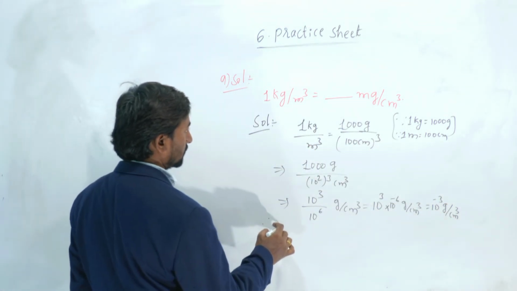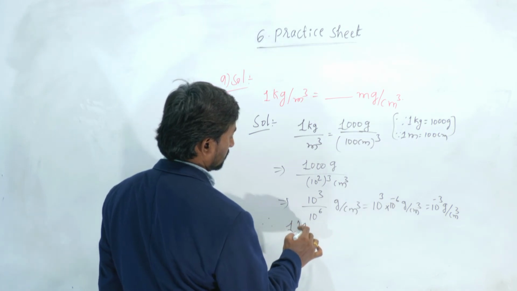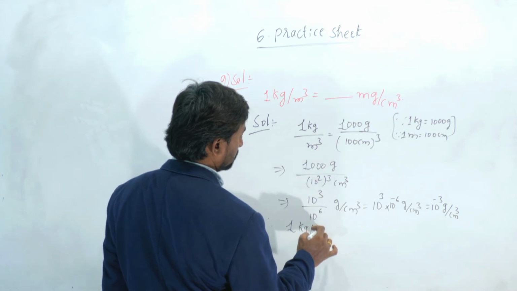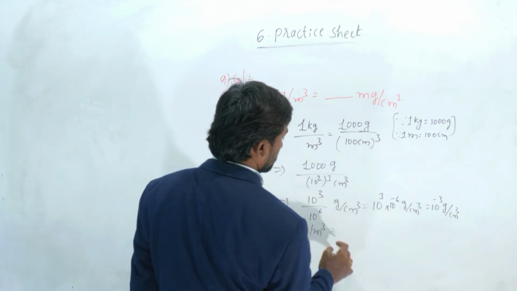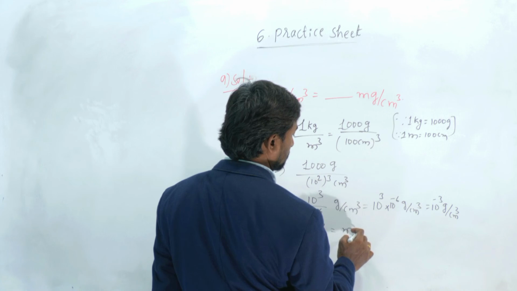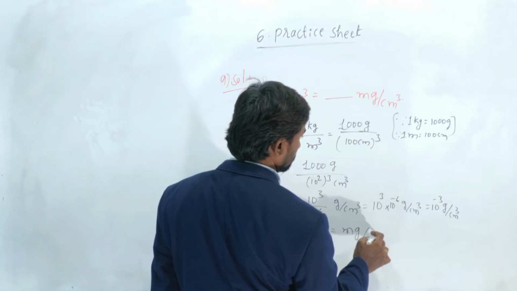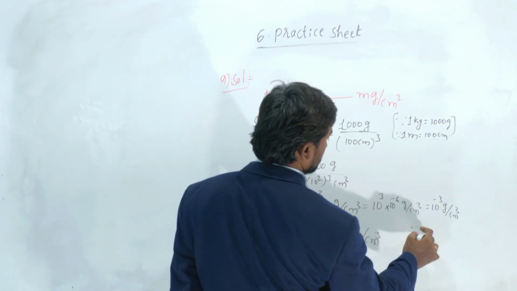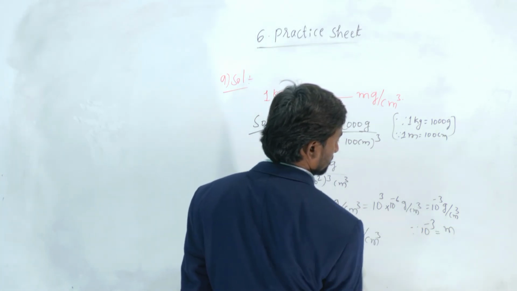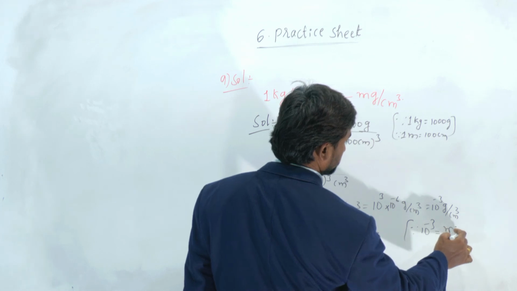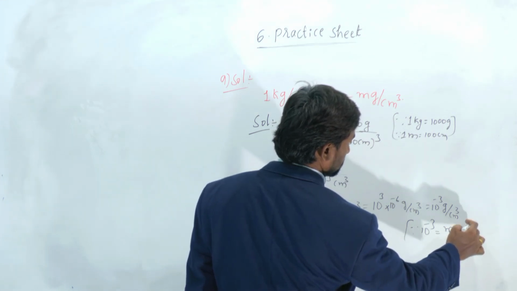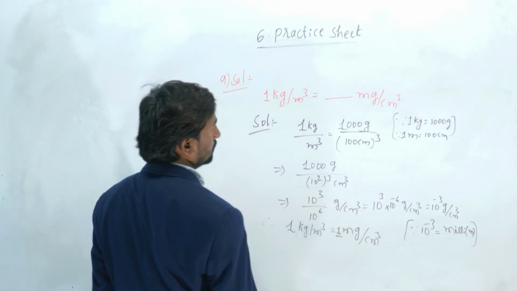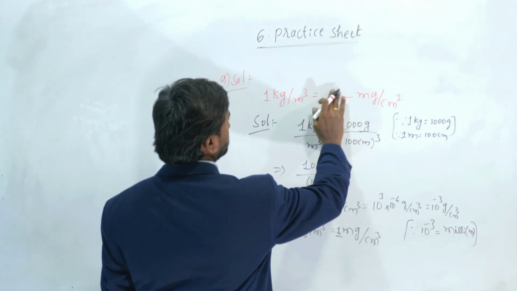So now therefore we can write 1 kg per meter cube is equal to 10 to the power of minus 3 gram per centimeter cube. Since 10 to the power of minus 3 can be written as m, the symbol of milli, which is small m, in place of 10 to the power of minus 3 we can write milligram per centimeter cube. So here the answer will come as 1.